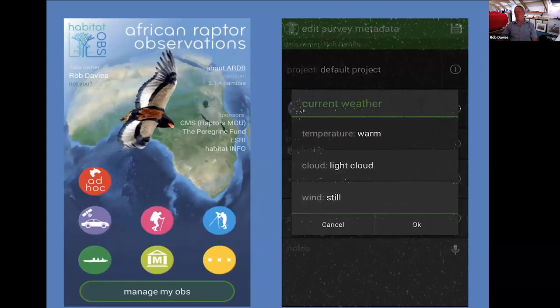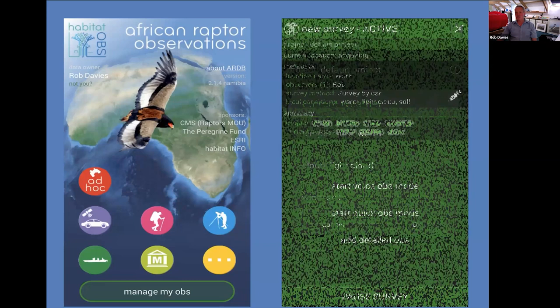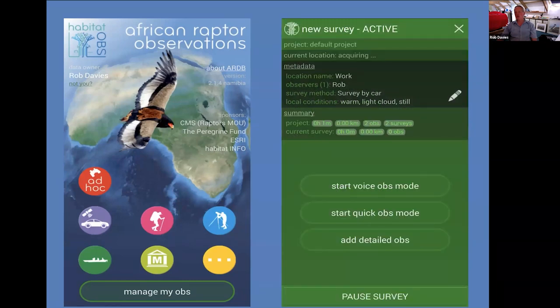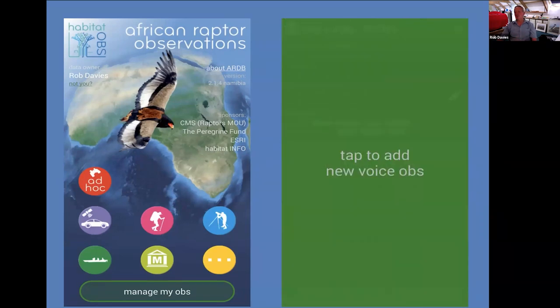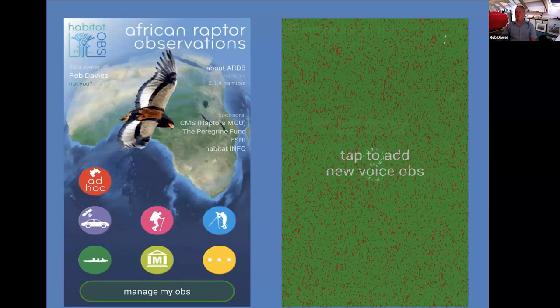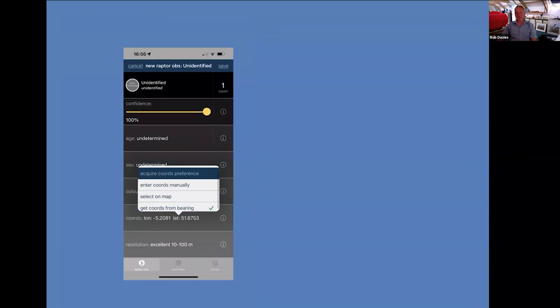But yes, you can record weather conditions for your survey. It monitors where you go. We've also got a dictaphone mode that makes it safe. You just tap on the screen and you can talk into the phone about what you've seen.